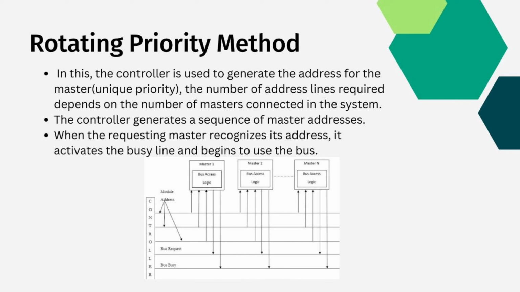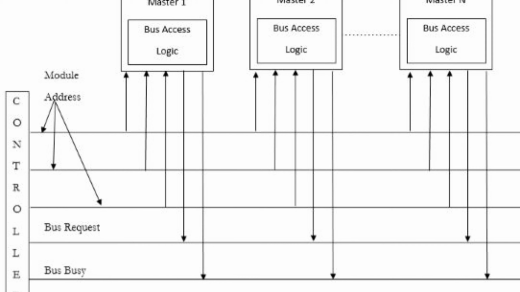The rotating priority method works by initially assigning the highest priority to the device that has not accessed the bus for the longest time. Once a device has accessed the bus, its priority level decreases by 1 and all others' priority increases by 1.